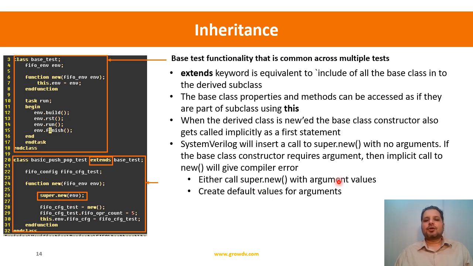The other way is, if you have an argument in the base class, you can provide default values. If you provide default values and you don't intend to pass a value from the derived class, then you don't need to call super.new. You can use the auto insertion. But if the base class constructor takes an argument that needs to be passed through the extended class, then you need to explicitly call super.new. So that's how constructor cascading works when you extend a class.